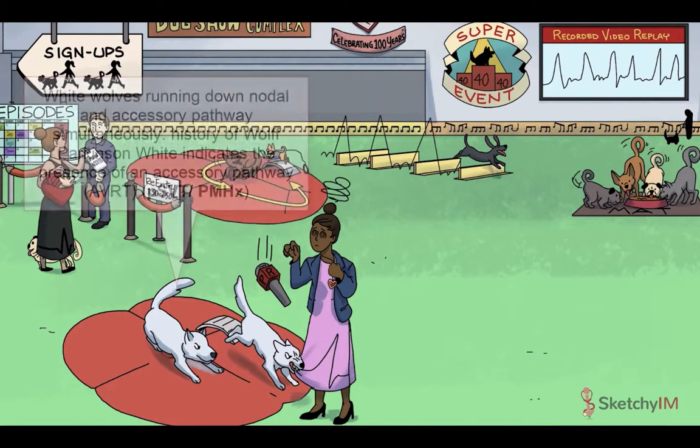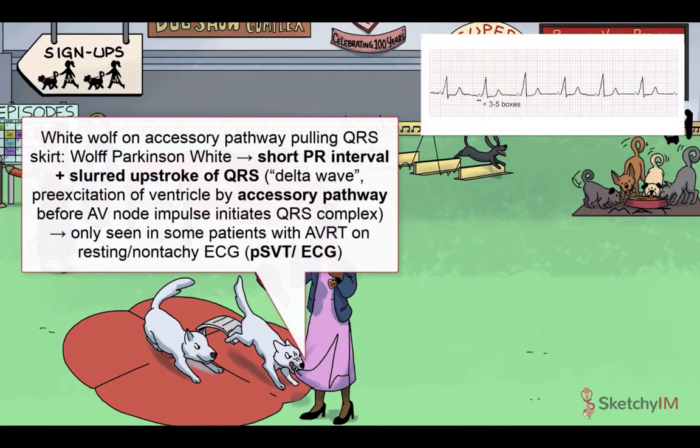Are those even allowed? Anyways, what we're looking for here is a short PR interval and a slurred upstroke of the QRS called a delta wave. These features are represented by the falling PR microphone and slurred QRS dress. Think of it this way.